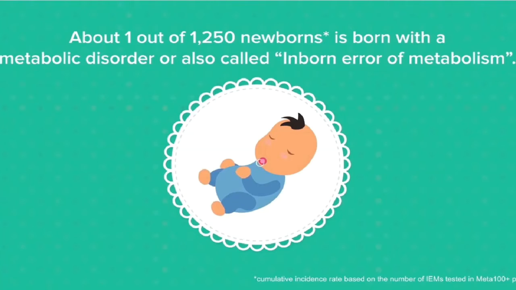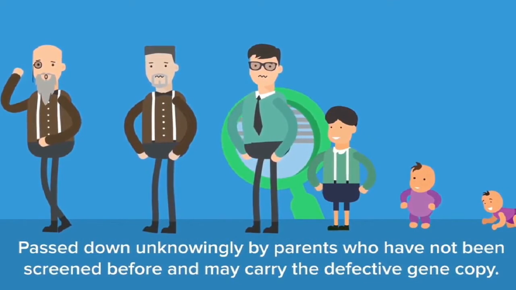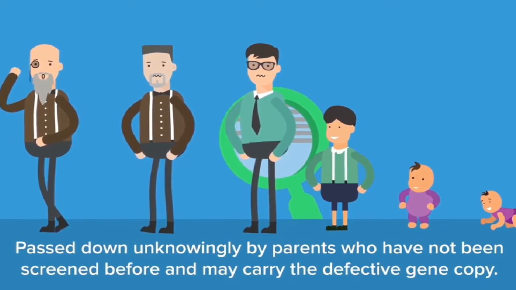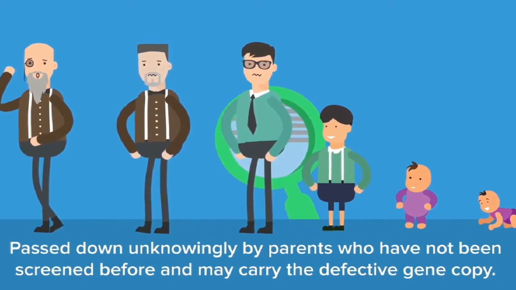Hi, I'm Yvette, and I'm going to discuss inborn error of metabolism and cytogenetics. First, let's talk about inborn error of metabolism. About 1 out of 1,250 newborns is expected to be born with a metabolic disorder, also called inborn error of metabolism. It is inherited and is passed down unknowingly by parents who have not been screened before and may carry the defective gene copy.